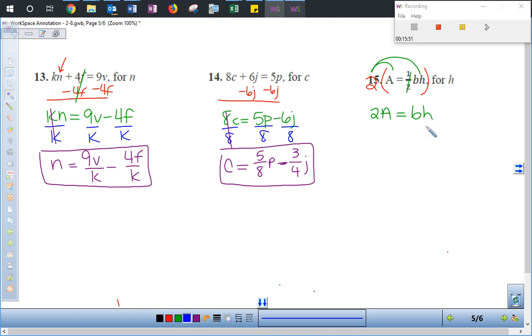Now, to solve for h, we just need to get that b away from it, so I'm going to divide each term by b. And that's going to leave me with 2 times capital A over b equals h. Now that the h is all by itself, we'll box your answer.